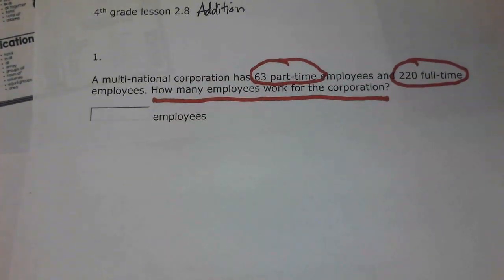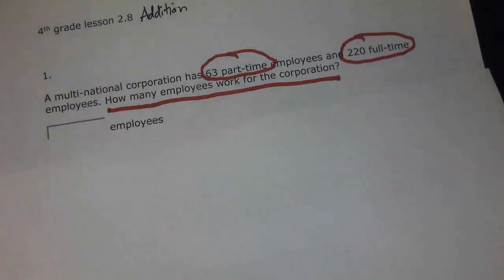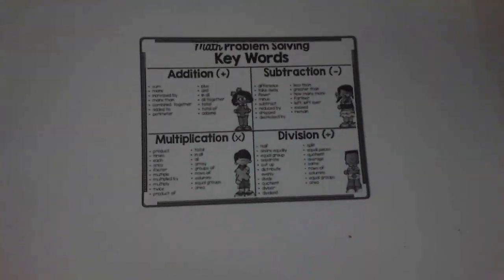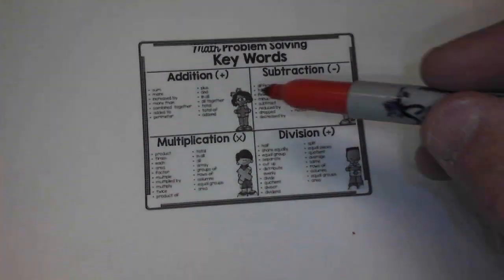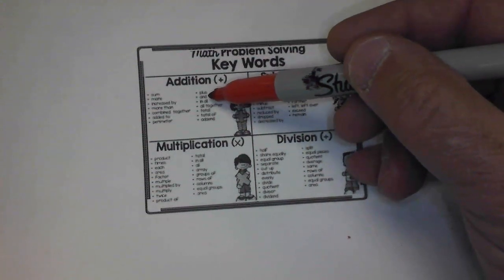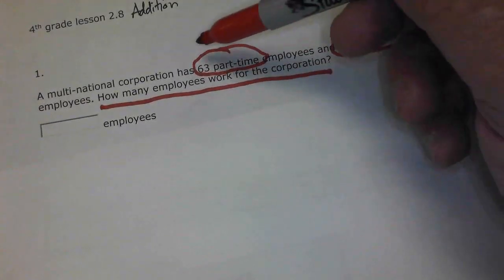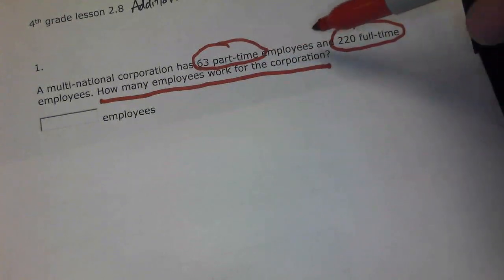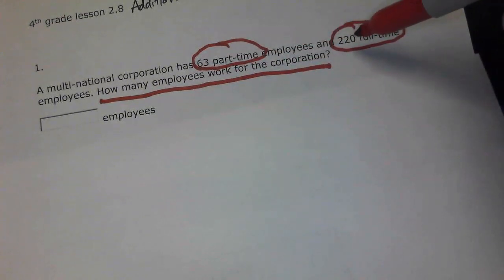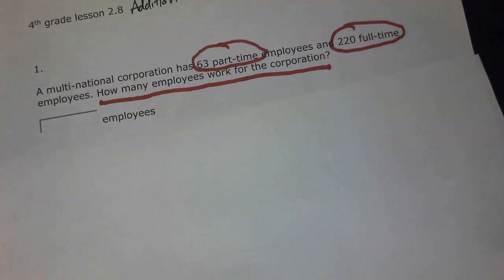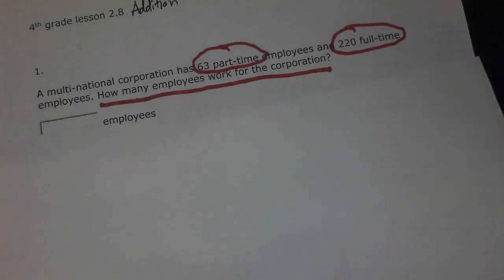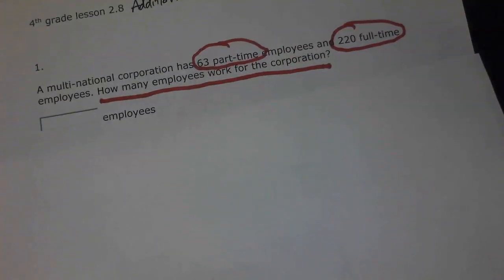Okay, so the keyword that I'm looking for, as I look at my keywords here, is the word and in there. I've got 63 part-time employees and 220 full-time employees. So I'm seeing the word and in there. So that's probably going to mean I'm going to add those numbers together.